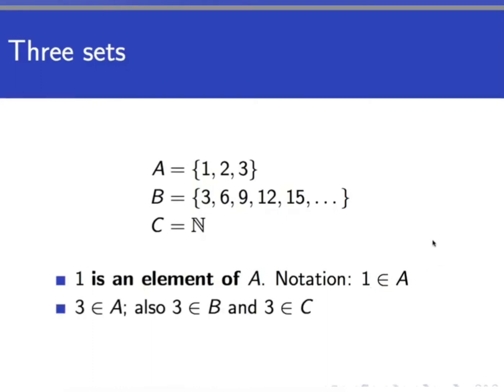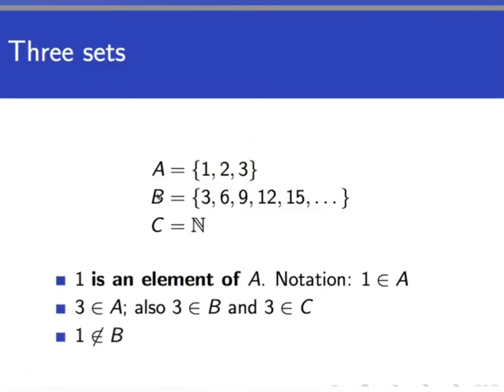Other elements we see here, 3 is an element of A. We can see it right there. It's an object that is in that set A. 3 is also in B. It's an element of B. And 3 is also in C, although we don't actually see it here. It's understood. We all know that 3 is a positive integer, and that's what this set consists of.